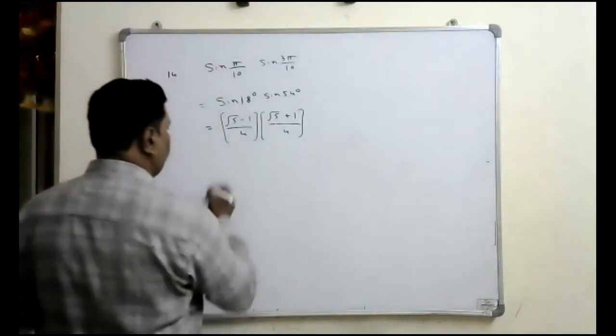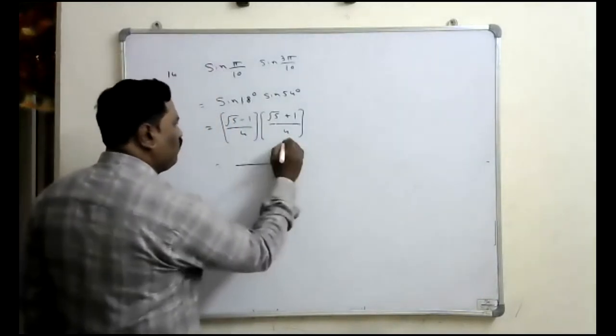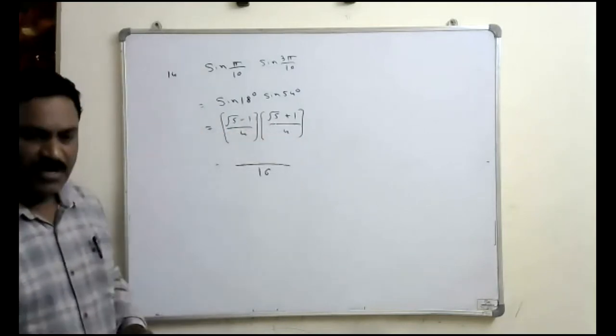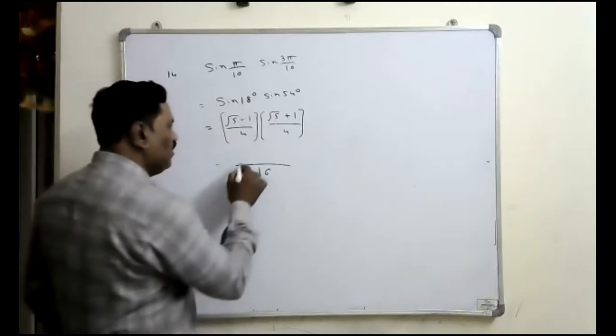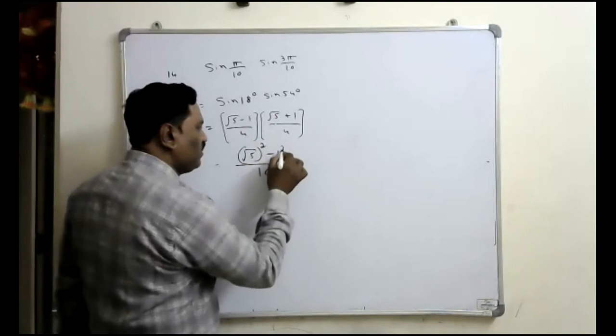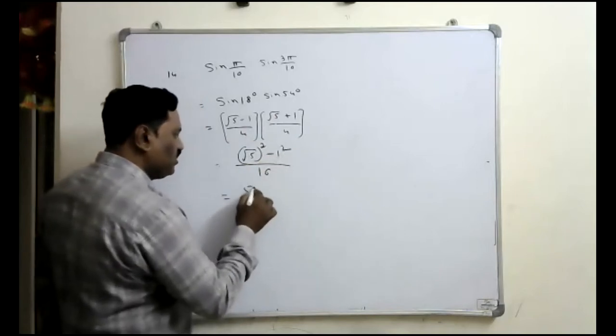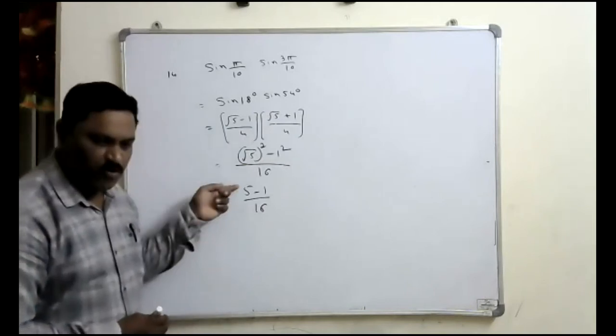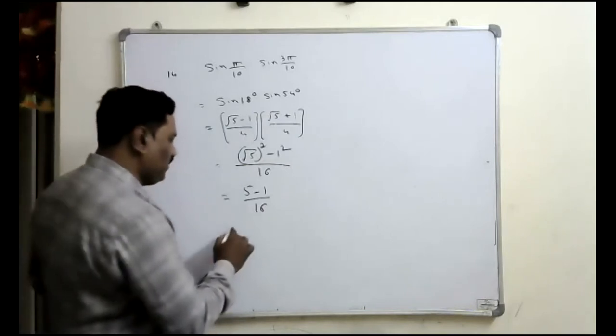Now, if you multiply them, the denominator is 4 fours, which are 16. The numerator is of the form a minus b into a plus b, which is a square minus b square, where a square means root 5 whole square, minus b square means 1 square. So root 5 whole square is 5, minus 1, by 16. 5 minus 1, that is 4 upon 16. 4 by 16 means 1 by 4.